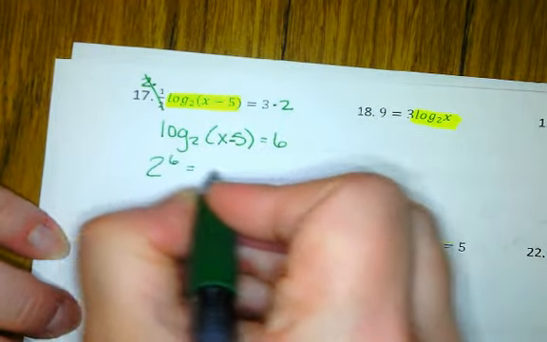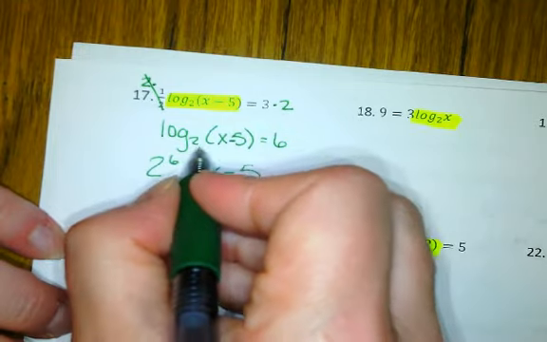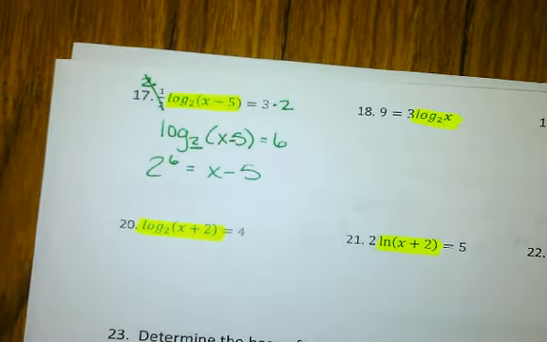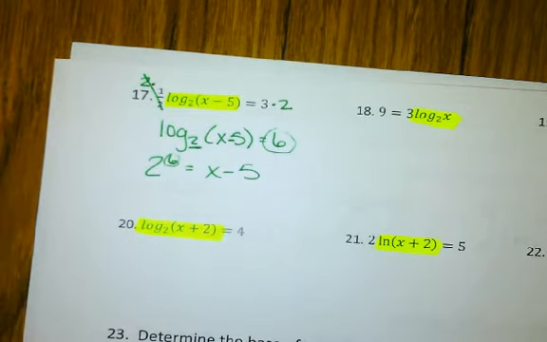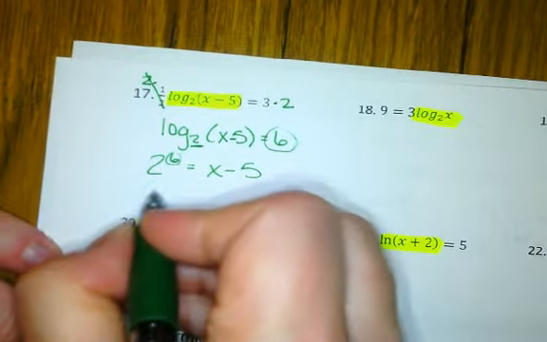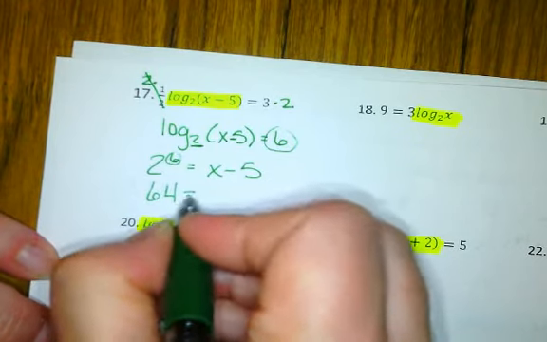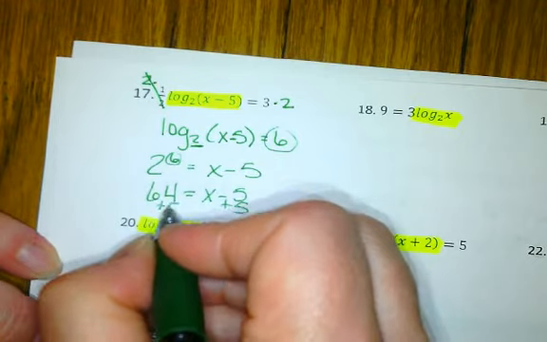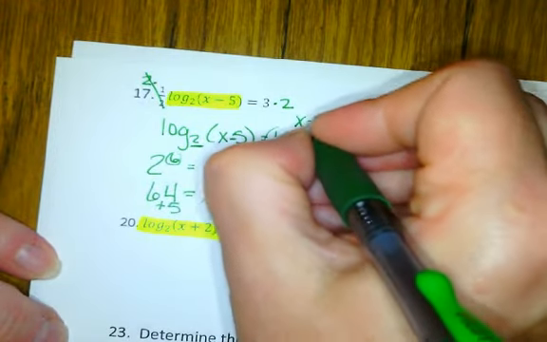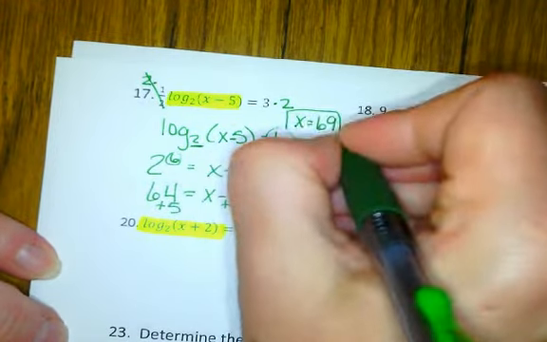So 2 to the power of 6 equals x minus 5, because the base stays the base and the other switch place. Remember, logs always equal the exponents. Okay, so 2 to the power of 6 is 64. So 64 equals x minus 5, and then plus 5, and then x equals 69.